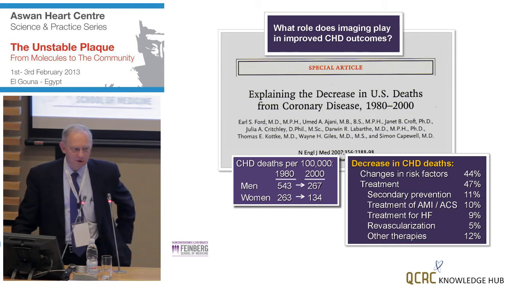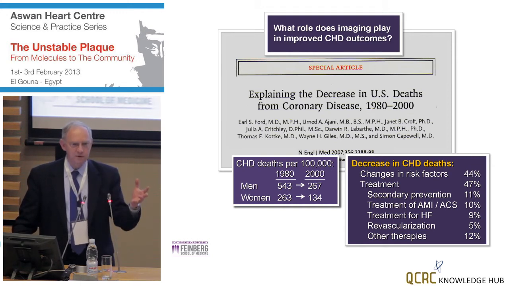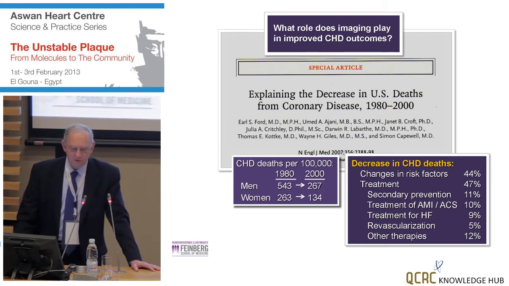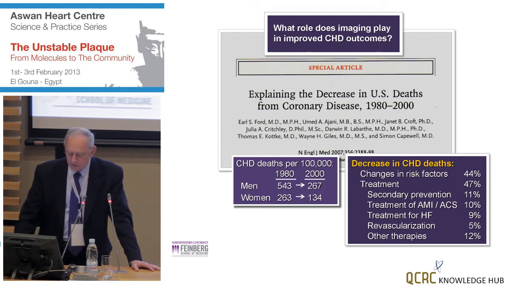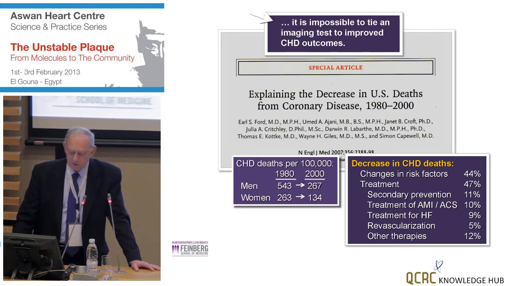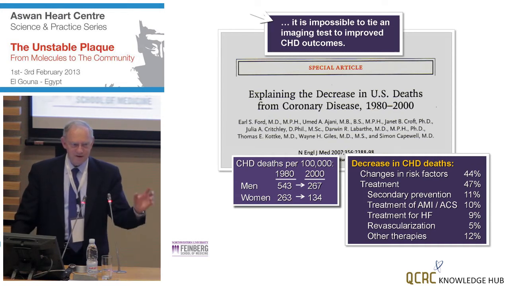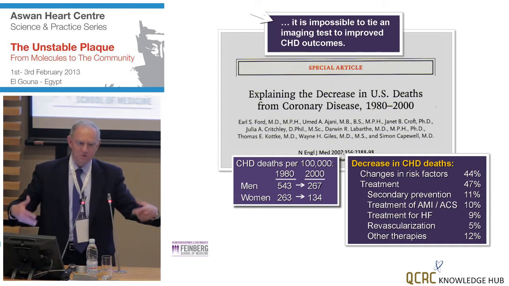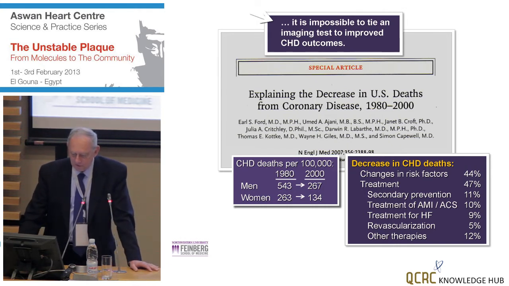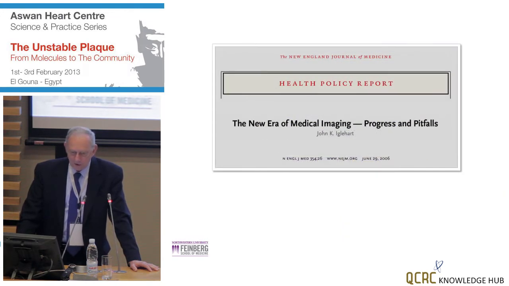One could perhaps argue that imaging allowed us to identify the patients, in some cases for prevention, identify the patients with heart failure by measuring the ejection fraction who might benefit from an ACE inhibitor or beta blocker. But the difficulty here is that it's virtually impossible to tie the imaging test itself to the improved outcomes. It's not the image that leads to the better outcome, it's how we interpret the image and how that translates into a treatment algorithm of some sort. And that's the problem, because imaging is also very costly.